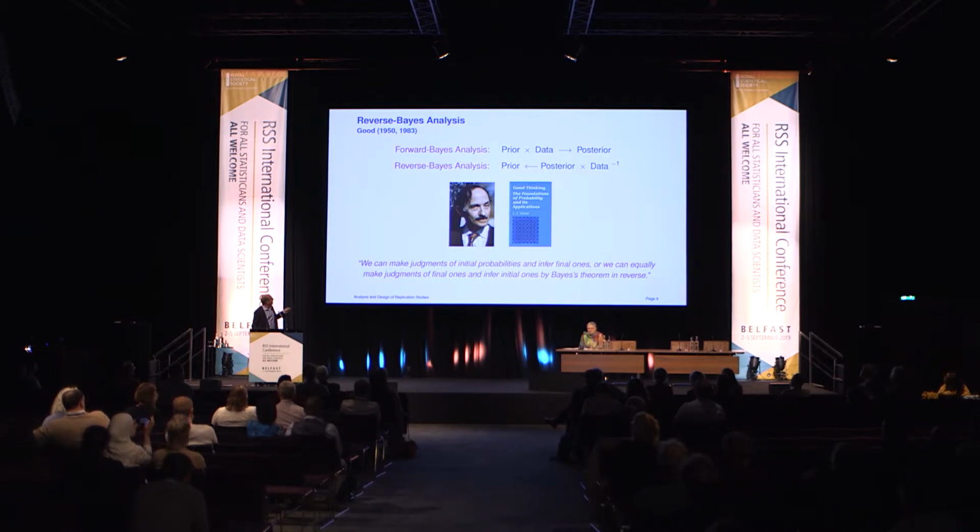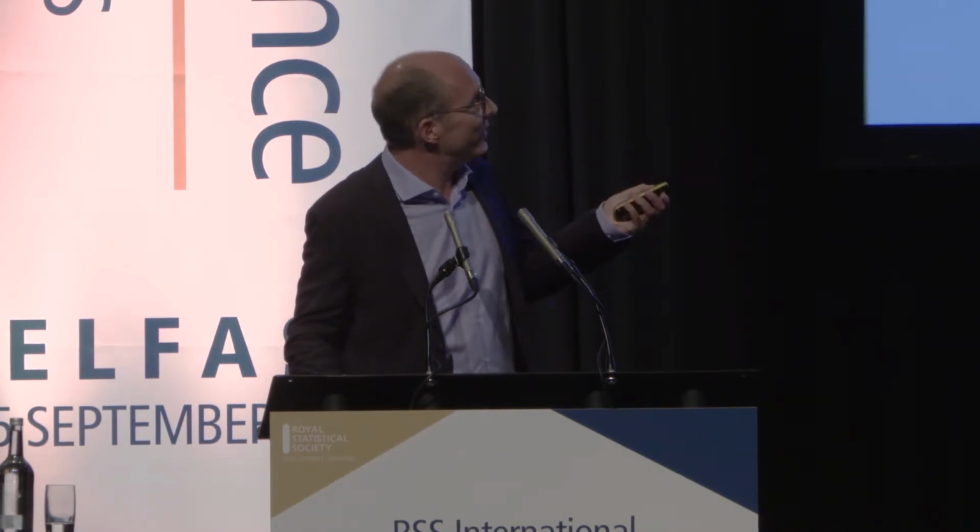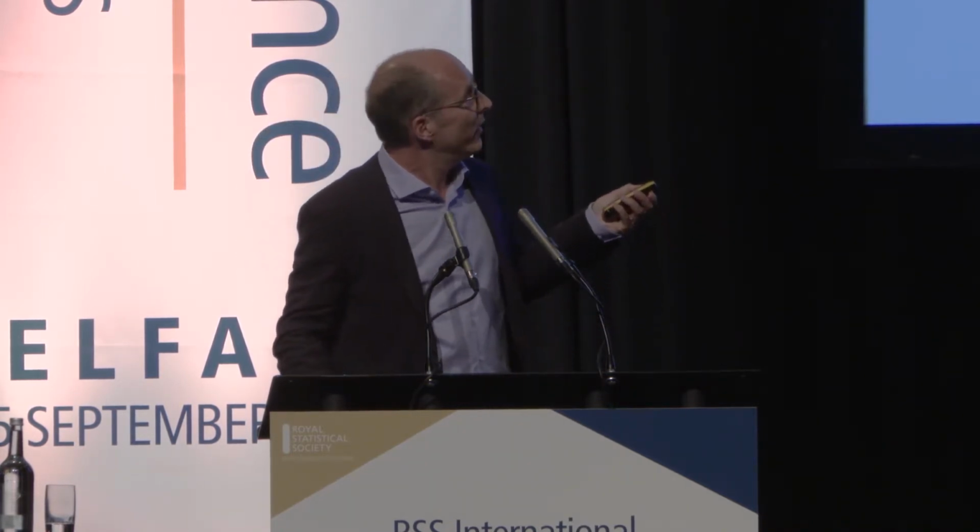And later in 1983, in this book, Good Thinking, I found this quote which summarizes reverse Bayes. So we can make judgments of initial probabilities and infer final ones, or we can equally make judgments of final ones and infer initial ones by Bayes' theorem in reverse. Right? So that's what I do here. Instead of applying forward Bayes, prior times data gives me the posterior, I do reverse Bayes. I fix the posterior, or in this case, a property of the posterior, and I compute the prior that combined with the data leads to that posterior. Okay.